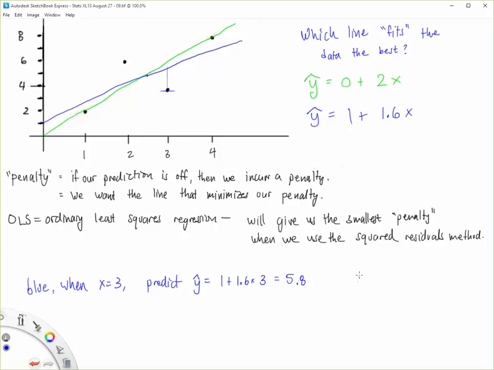We are predicting 5.8 closets, and in actuality our data point says there were only 4 closets. So our residual is the difference between the actual and the prediction. So I do 4 minus 5.8. I have a residual of negative 1.8, and the squared residual would be 1.8 squared, which is 3.24.